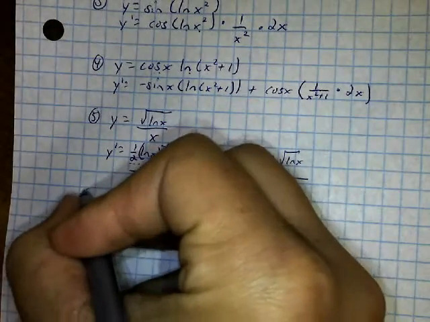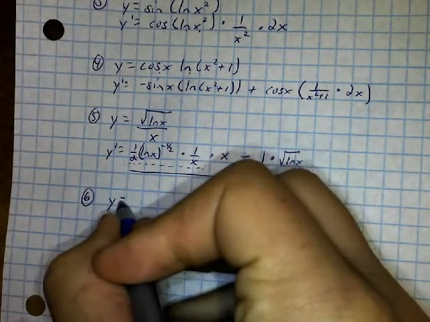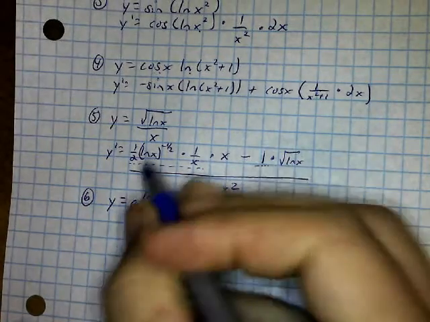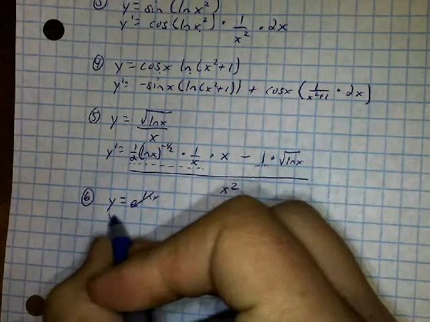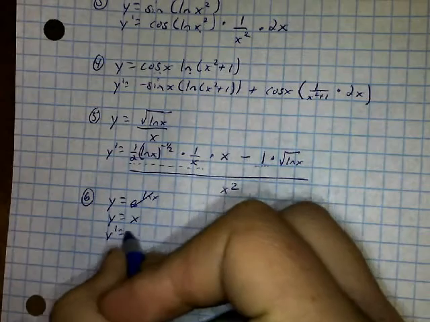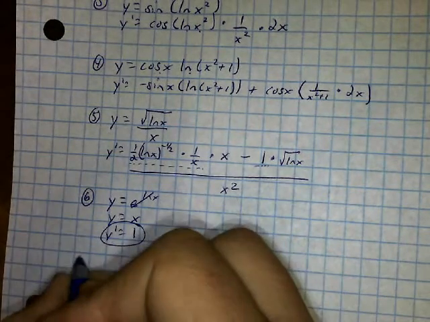A couple other quick ones. 6, y equals e to natural log of x. Remember, these cancel. So you have y equals x. The derivative is just 1.